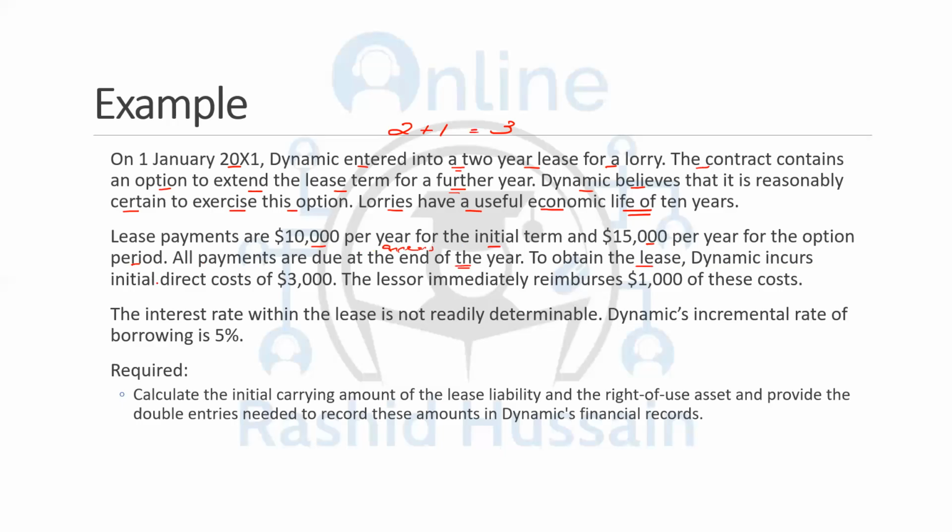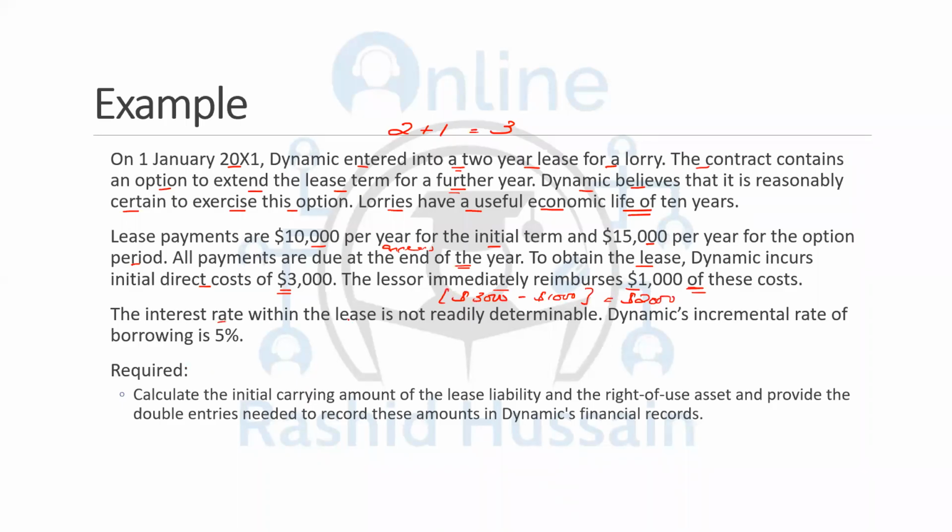To obtain the lease, Dynamic incurs initial direct cost of 3,000, which is going to be part of the right of use. The lessor immediately reimburses 1,000 of these costs. That means you're going to take the net. 3,000 is what you paid for the direct cost. 1,000 you got back, which was refundable. So you are not going to make this part of the asset cost. So the net figure of 2,000 should be made part of the cost of the asset.